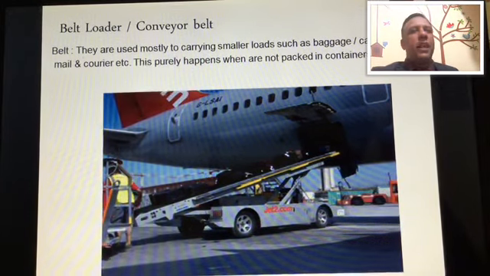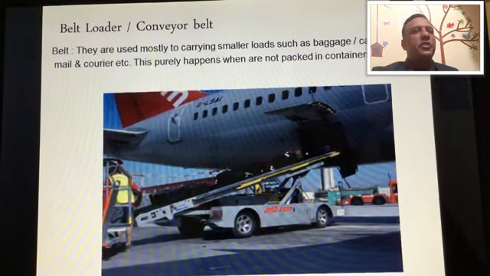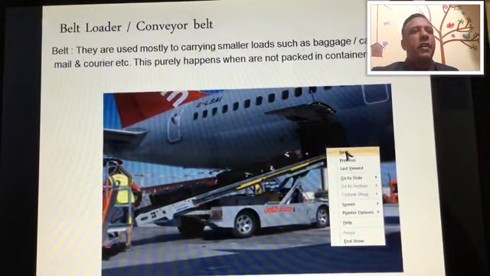So this is a belt loader. As you can see, there is one operator. We put the items on the belt and then you can operate it from the button. Then that carries them from one place to another place. That means you slowly start operating this belt and it goes inside. And there is a loader who is present. He removes the baggage and then loads it accordingly into the aircraft.